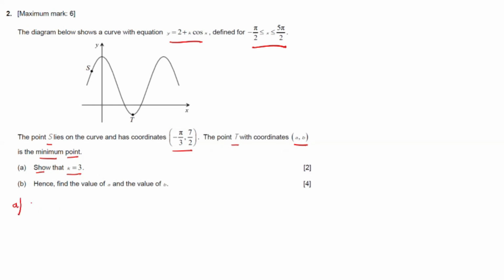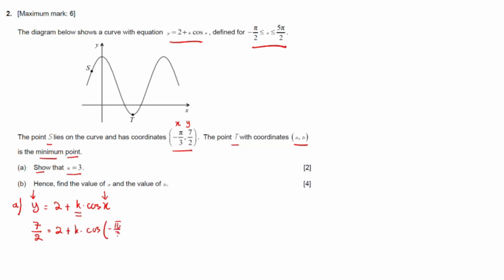Now, our equation is y equals 2 plus k cos x. So always start to work with what we have here. Since we have to find k, if you know any y and x, then we can find the k. Thankfully, we are given y and x right there, so we can substitute these values into our equation. So it's going to be 7 over 2 equals 2 plus k times cos negative pi over 3.